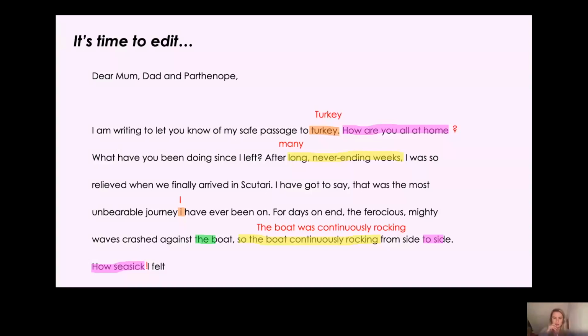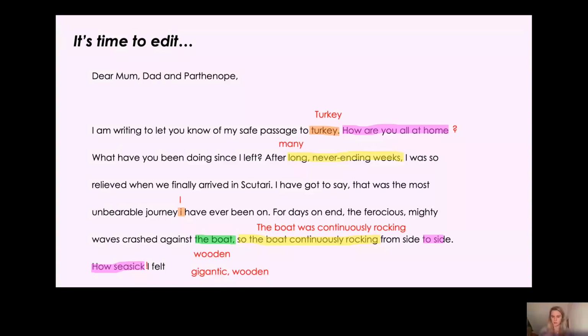So I noticed here I've got the boat. Now I want to describe the boat. So I could say, what was the boat like? Well, I could say the wooden boat. Okay, so I'm going to add an adjective there to improve it even further. Or I could use an expanded noun phrase. I forgot about those. So I could also write the gigantic wooden boat.